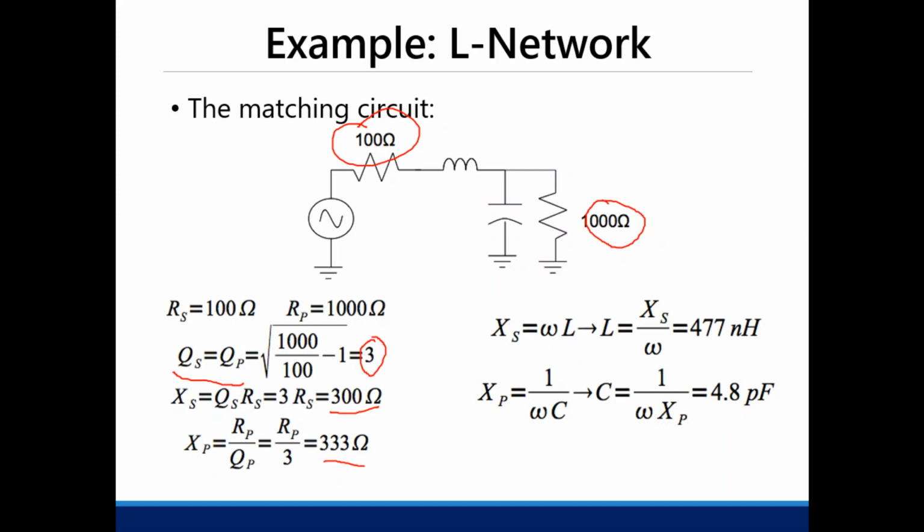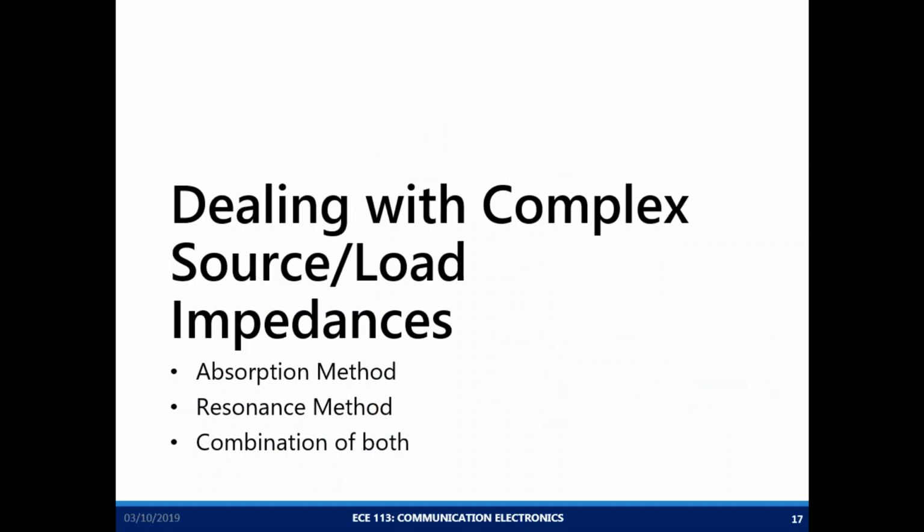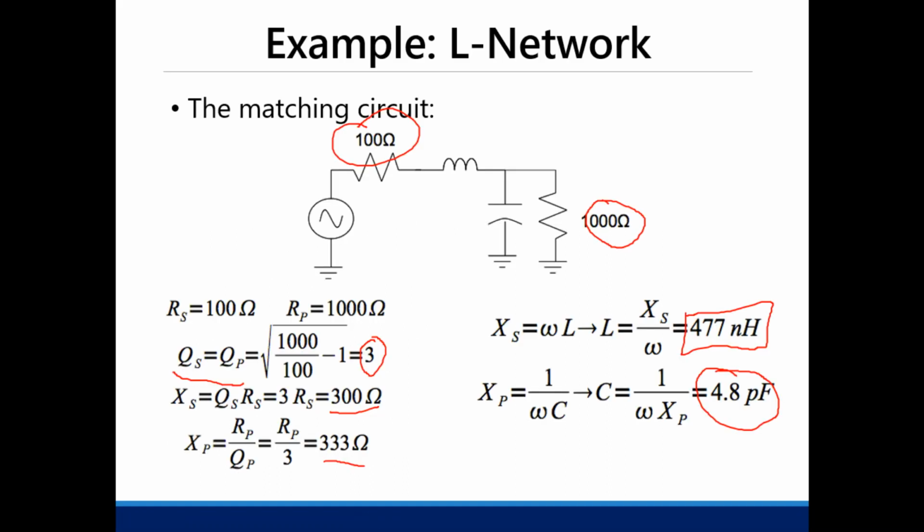So X sub S here, which is omega L, is equal to 300 ohms. Your L is equal to 477 nanohenry, and your X sub P, which is a capacitor, is equal to 4.8 picofarads. Right. Now, what would happen if we have complex source and load impedances? How do we unify our matching network?